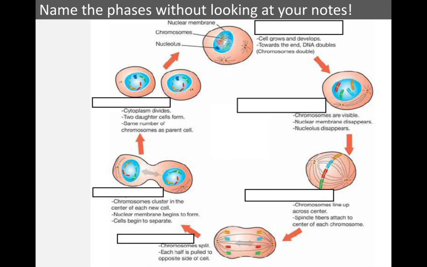So let's name the phases without looking in your notes. If we look at this first one, the cell is growing and developing, and its DNA doubles. We know that that is interphase. Then we have visible chromosomes, no nucleolus, and no nuclear membrane. That makes it prophase. Our chromosomes are aligned across the middle of the cell, metaphase. Our chromosomes have been split in half to each side of the cell. That makes that anaphase. We have two nuclei. So now we're in telophase, and now we have two completely identical but separate cells. That makes it cytokinesis.